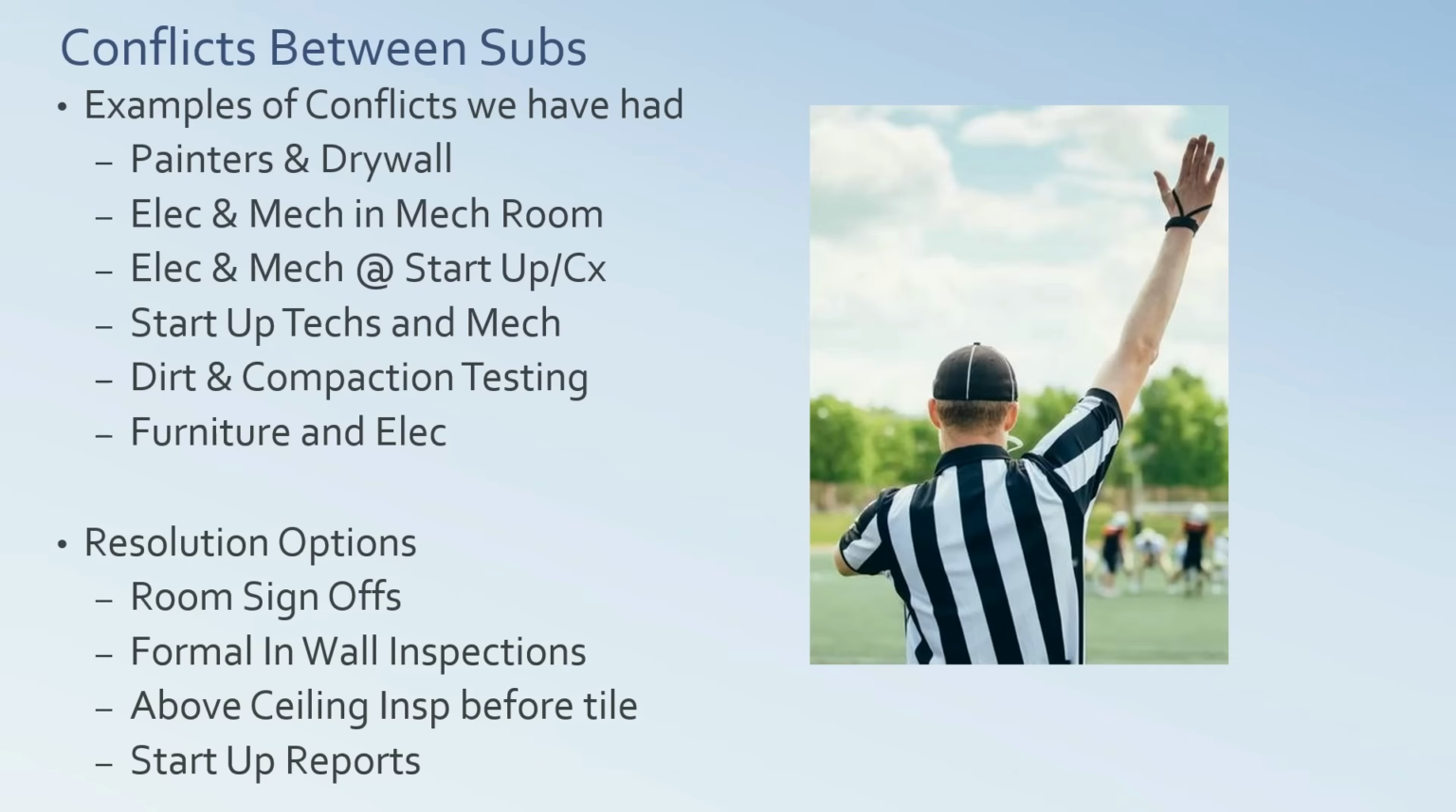I remember the first time I had some conflicts, I just thought, man, how did I draw this short straw? And what the heck do I do? Painters and drywallers, the room sign-offs. The electrical and the mechanical in the mechanical room vying for the space. You're in my space, I need more room. It's getting all the guys in the room together. It's coordination, coordination drawings. The electrical and mechanical at startup and commissioning.